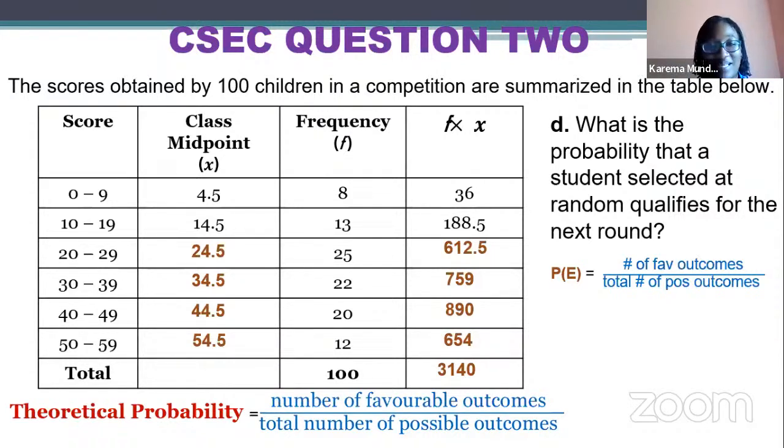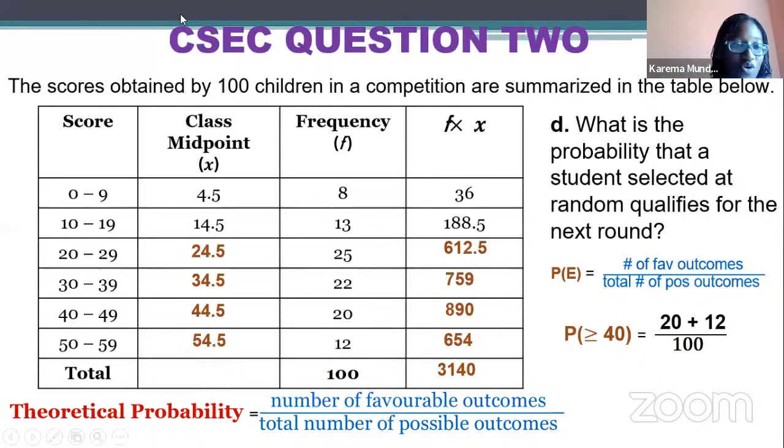So my probability for this question, the probability that a student selected at random gets a score of 40 or more, would be 32 out of 100. I'd rather you write it as a decimal or a fraction, so you can say 0.32.